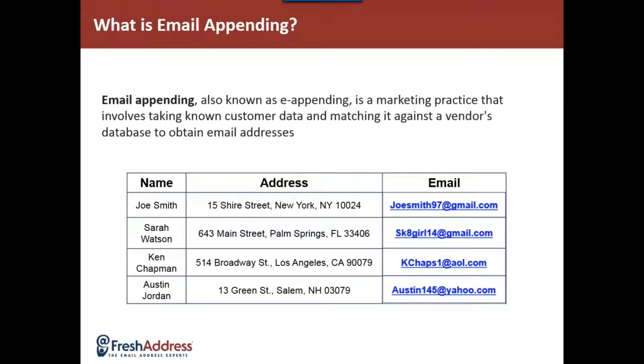For Joe Smith, we got joesmith97@gmail.com. Cool, sounds like him. Sarah Watson, skate girl, maybe she likes skating. That one matches up. So this is kind of just how the process works. You're getting email addresses from name and postal.